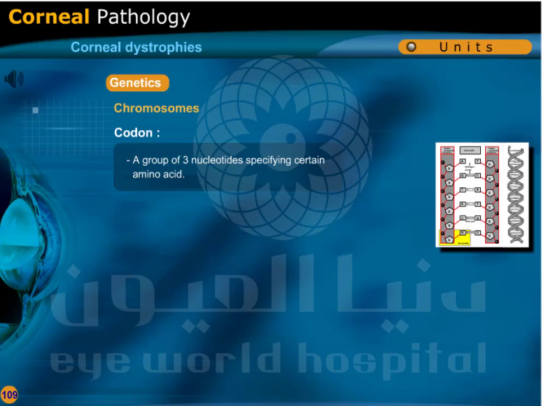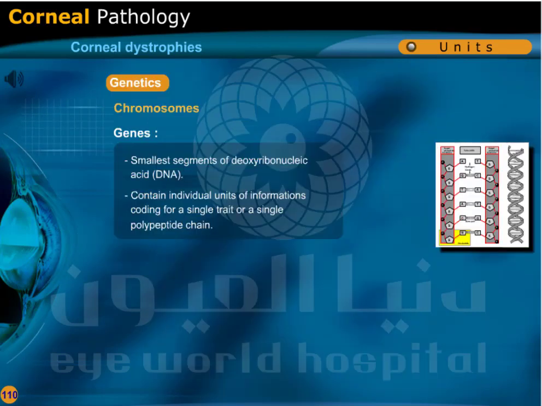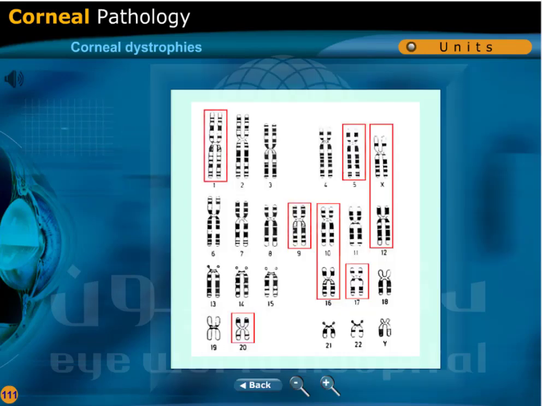Codon. A codon is a group of 3 nucleotides specifying certain amino acids. These are the smallest segments of DNA. They contain individual units of information coding for a single trait or a single polypeptide chain. Genetics and corneal dystrophies. Genes on at least 9 human chromosomes are involved in maintaining corneal transparency, including chromosomes 1, 5, 9, 10, 12, 16, 17, 20, and X.